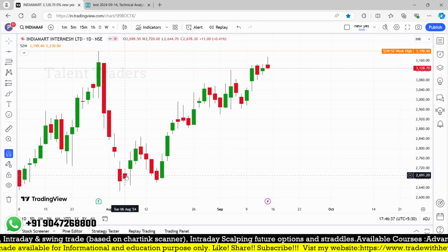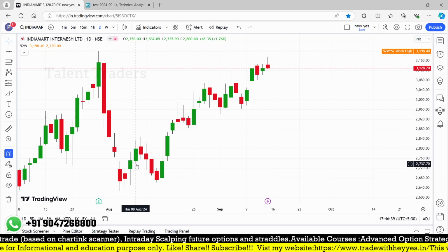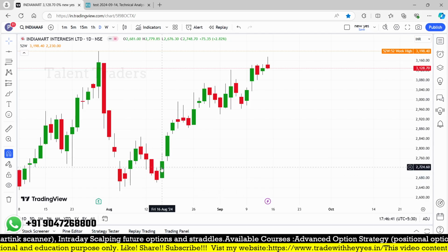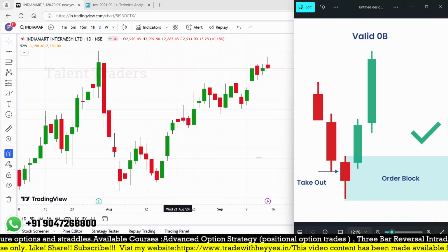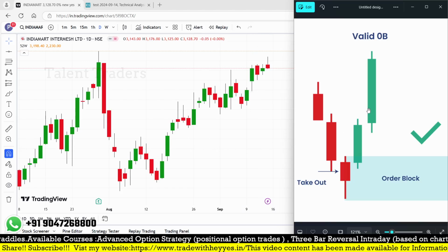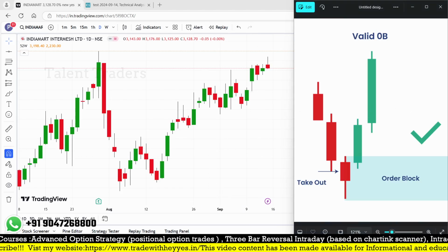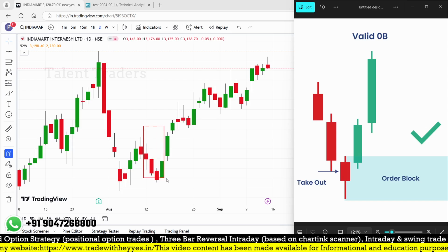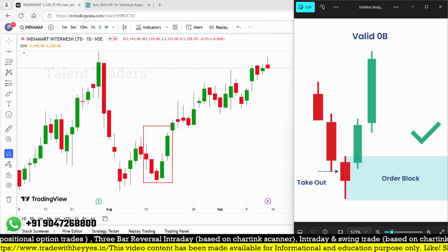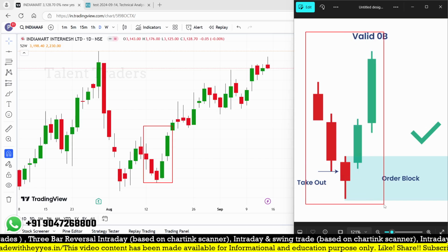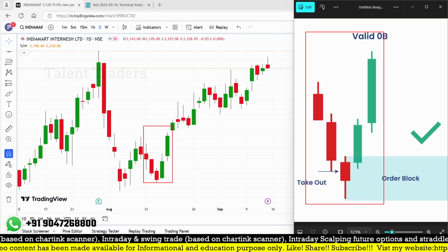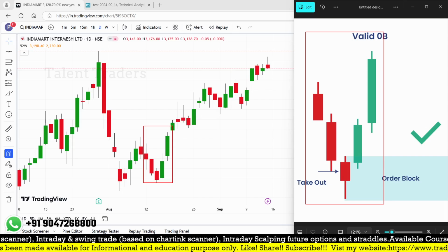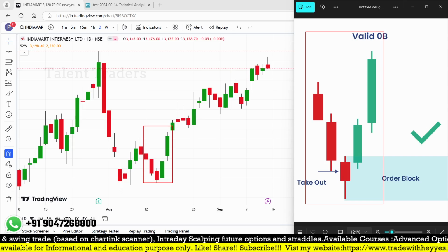Here I think 6th August. Sorry, 19th. Here is the exact point, 19th August, 3 consecutive. Here, where we are looking at the order block, exactly what we derived with the charting scanners. So this is our pattern on 19th, and we are looking for a valid order block with this particular indicator or scanner that will help you find an order block. So where exactly we created that order block.